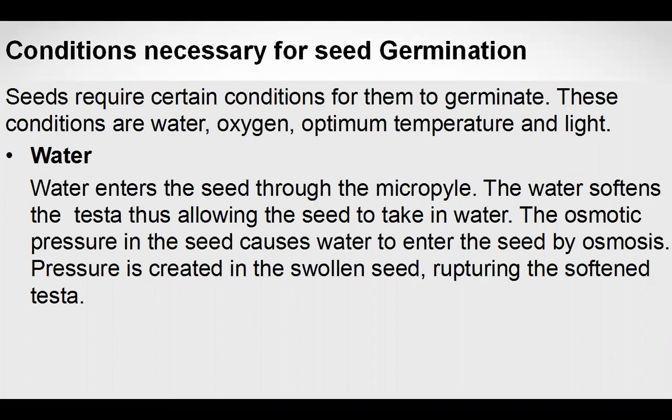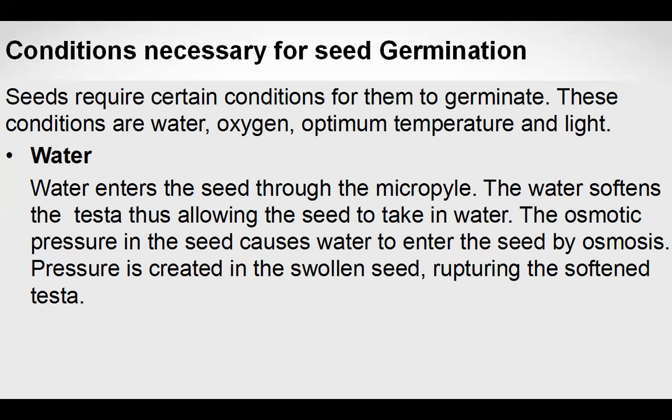Let's start with water. Water enters the seed through the micropyle. The micropyle is one of the parts of the seed we talked about before. Now the water softens the testa, thus allowing the seed to take in water. After the water has been taken in and softens the testa, the osmotic pressure in the seed causes water to enter the seed by osmosis.